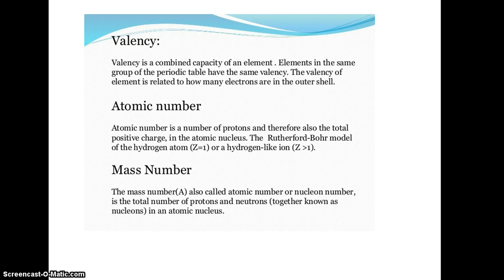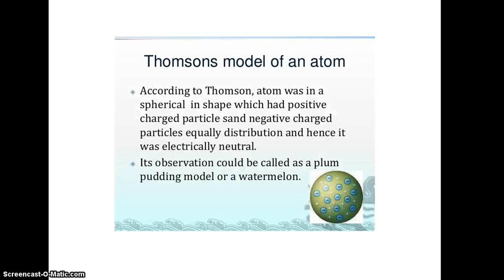And valency is considered as the combining capacity of an atom, which means the number of electrons present in the outermost shell is the valency. For example, in hydrogen, 1 electron is there, so the valency is 1. In helium, 2 electrons are present in the shell, so the valency is 2. So the number of electrons present in the outermost shell is the valency.